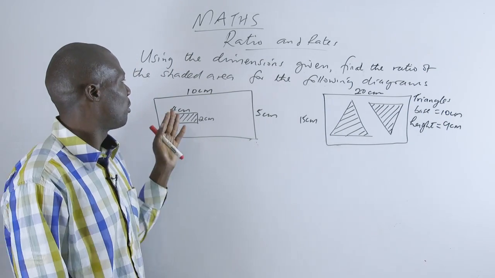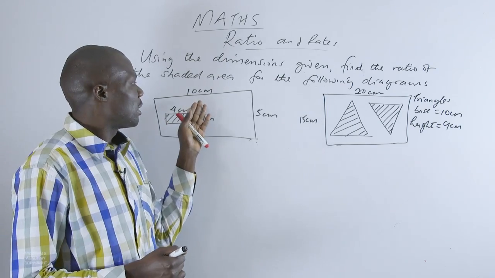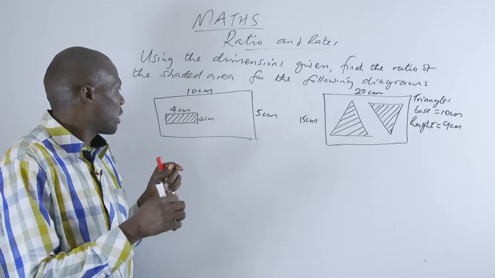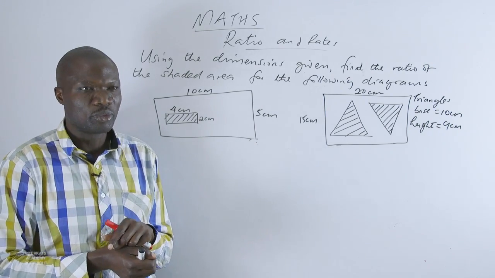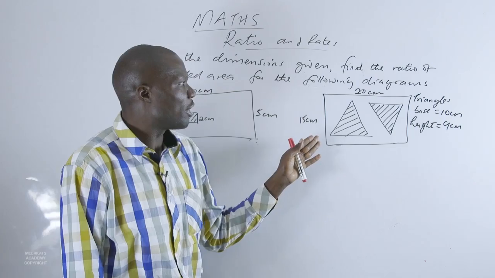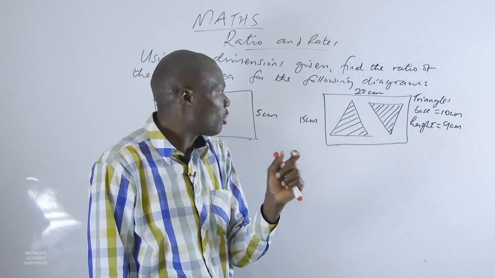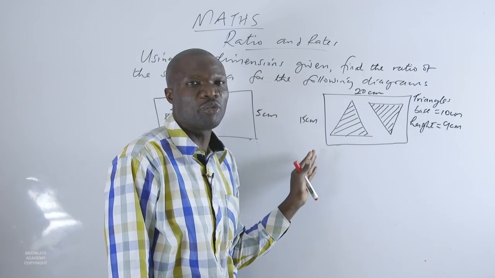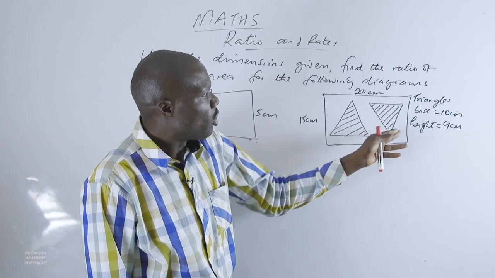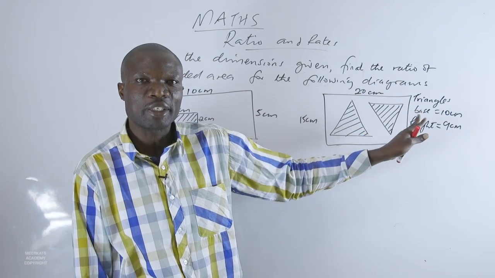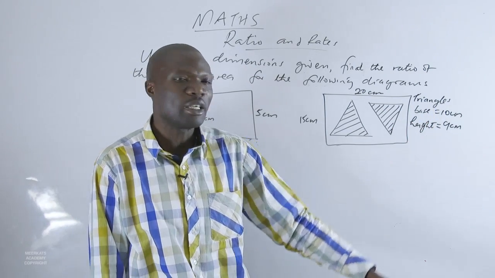The first diagram we have is a rectangle reading 10 by 5, and inside it we have a smaller rectangle reading 4 by 2. And then on this other side we have a bigger rectangle housing two triangles, and the rectangle measures 20 by 15, and the triangles are similar. The base is 10, and the height is 9.